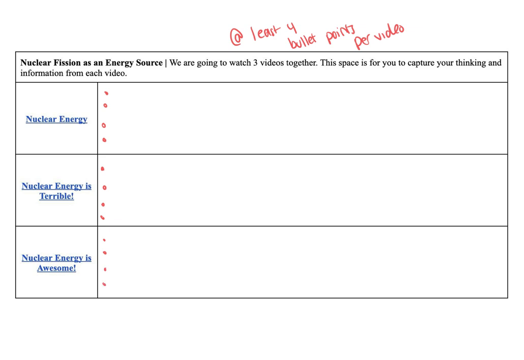Okay, so for example, I know in these second and third videos, they give you 3 reasons why nuclear energy is terrible, 3 reasons why it's awesome, but I want you to also pull another fact in addition to those 3 things. Okay, so at least 4 bullet points of information per video. Okay, I do want you to finish this video though before you go and watch these 3. So you're going to watch the video, you're going to record your full 4 bullet points.